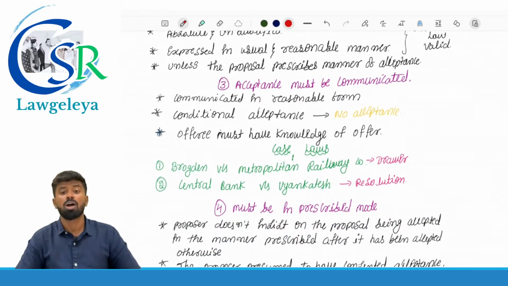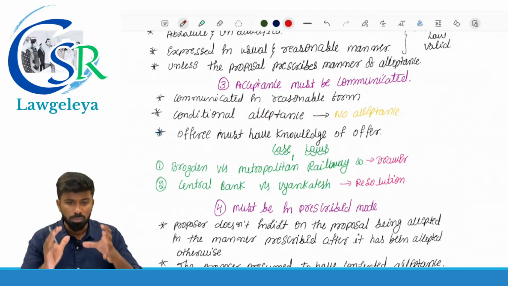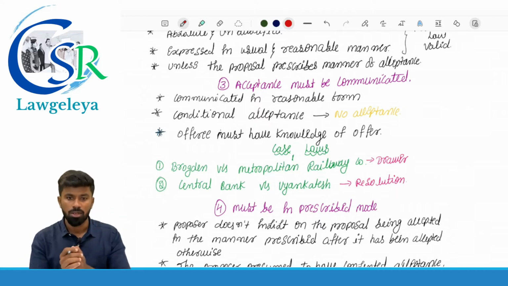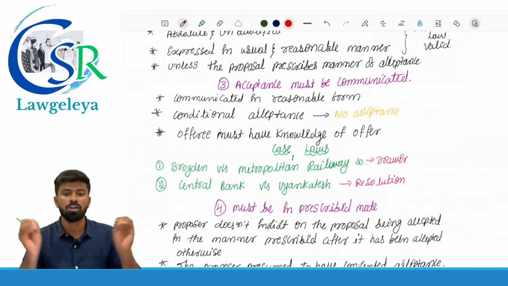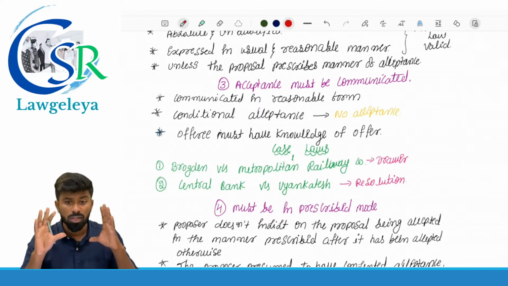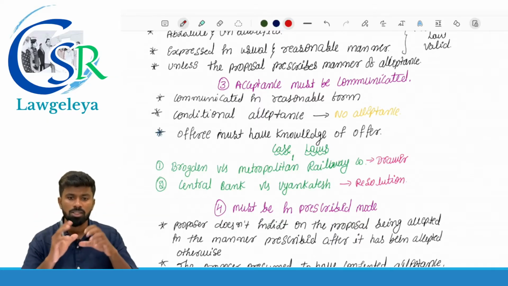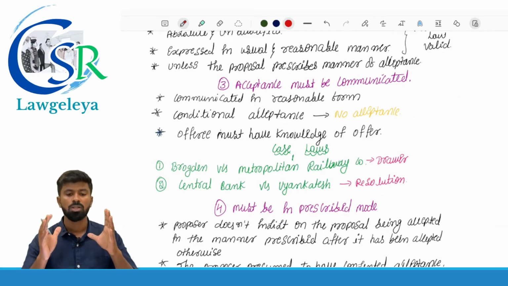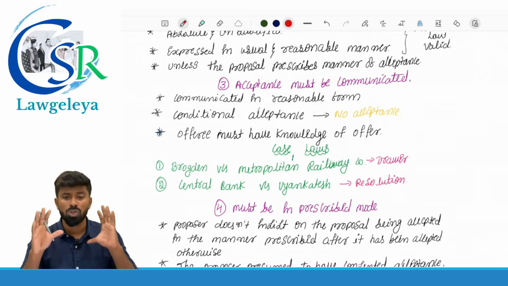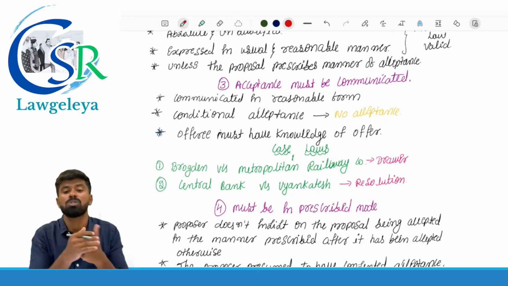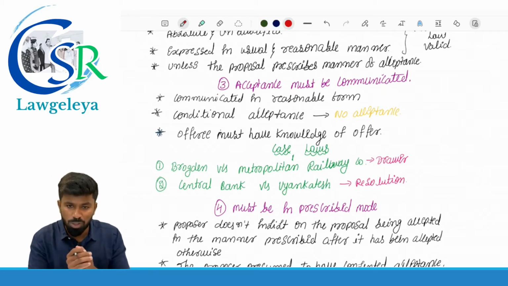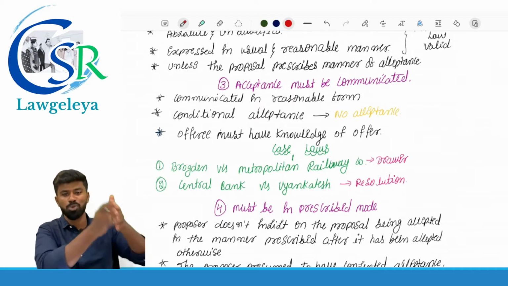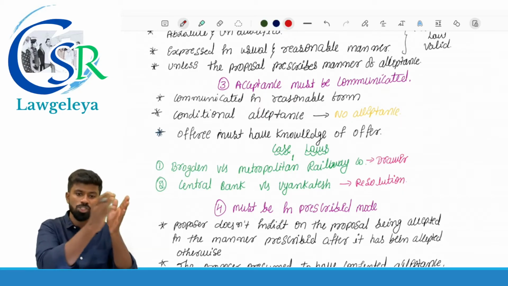Next one, like offer, even the acceptance must be communicated. It has to be communicated in what manner? Reasonable manner, or in the usual form, unless the offerer has prescribed the specific mode of acceptance. If it is not communicated, or if it is a conditional one, is the acceptance valid? No, because without the communication, acceptance is not valid. And before a person gives the acceptance, is he required to be aware of the offer? Obviously yes, there must be communication of offer first, then the communication of acceptance.